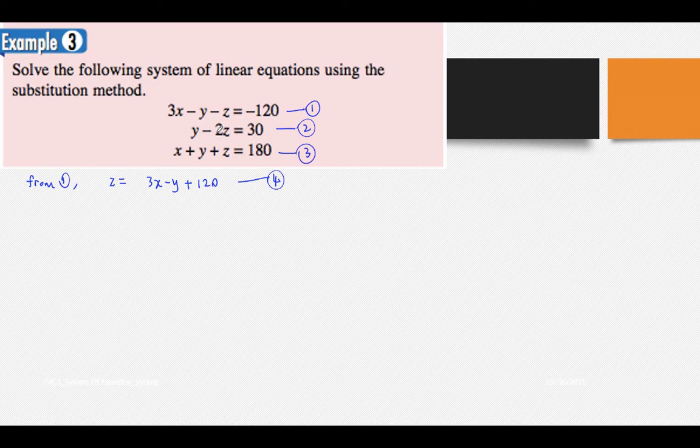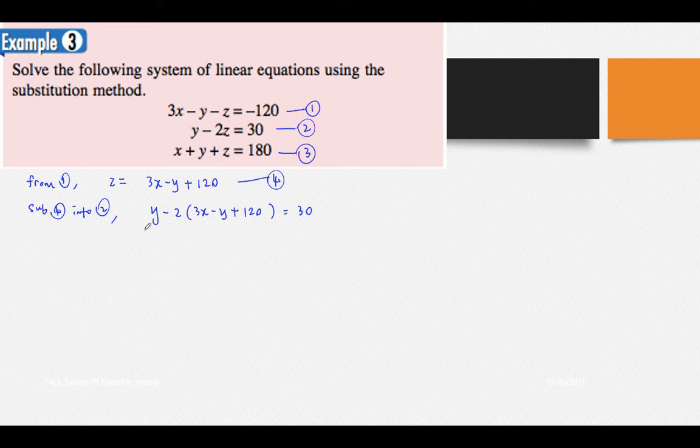Ini z. Saya masukkan nombor 2. Masukkan yang z ini kedua. Jadi nanti dia x, y, z lah. Okay, now. Substitute number 4 into 2. Number 4 into 2. So, z sama dengan ini. y tolak 2z, okay, sama dengan 30. Ini equation number 2. Okay, y tolak 2z sama dengan 30. z sekarang dari equation 4 masuk balik. Masuk sini. So, sini akan 3x minus y plus 120. Ini dalam x dan y sahajalah. Ini juga dalam x dan y sahaja nanti.